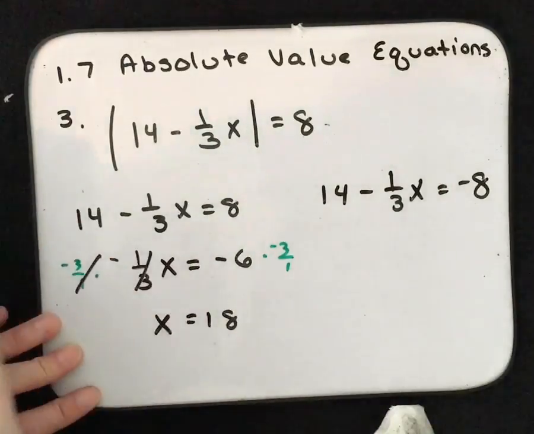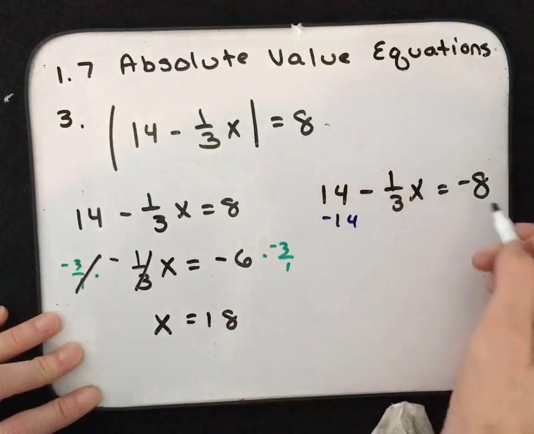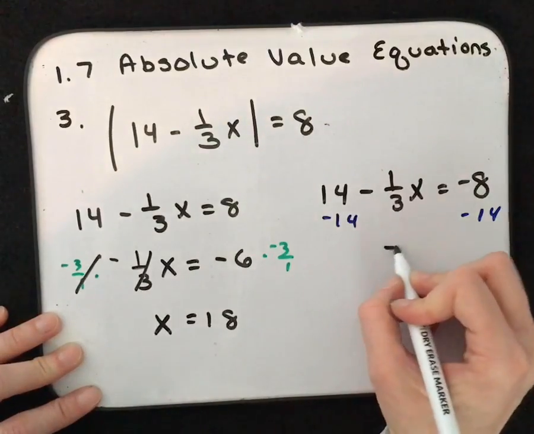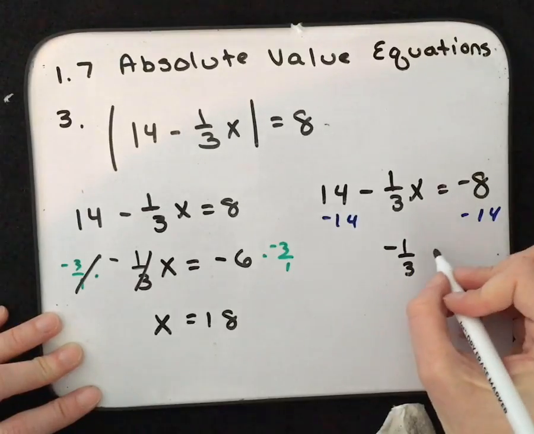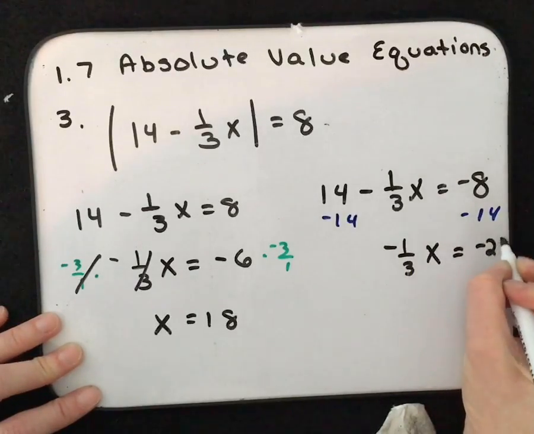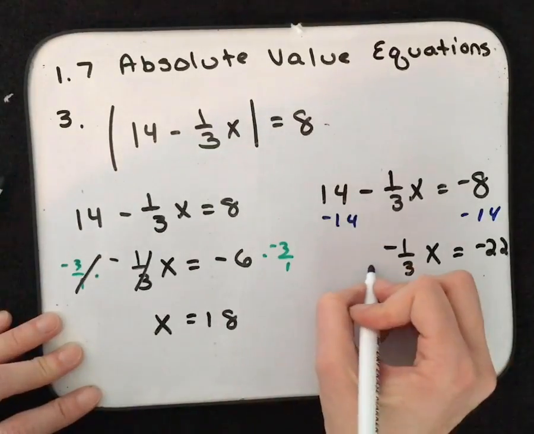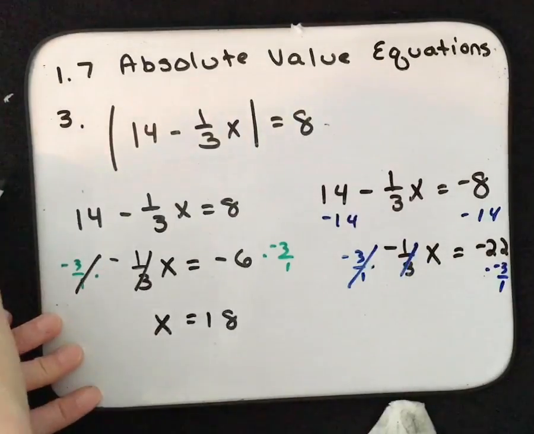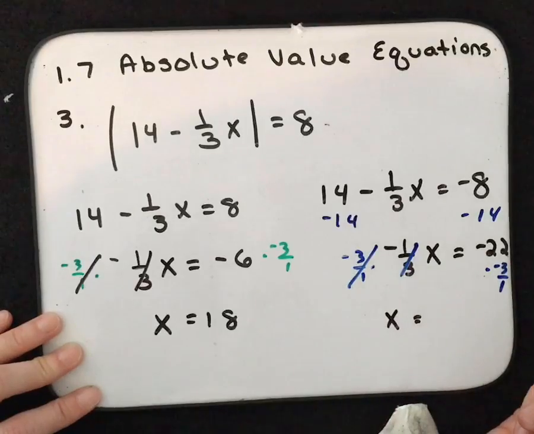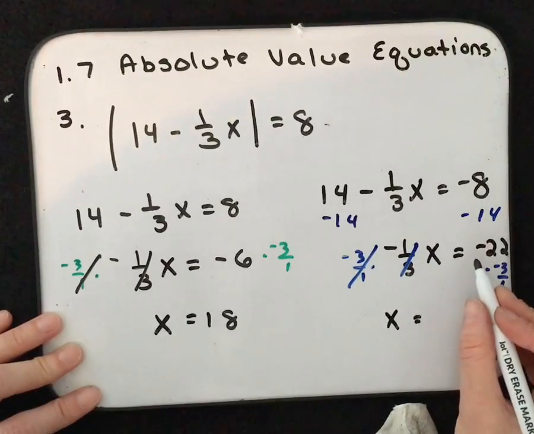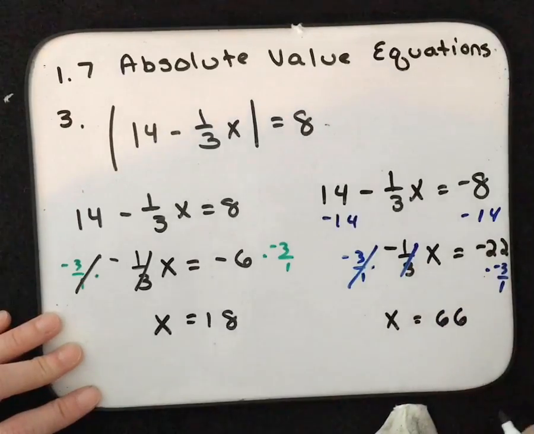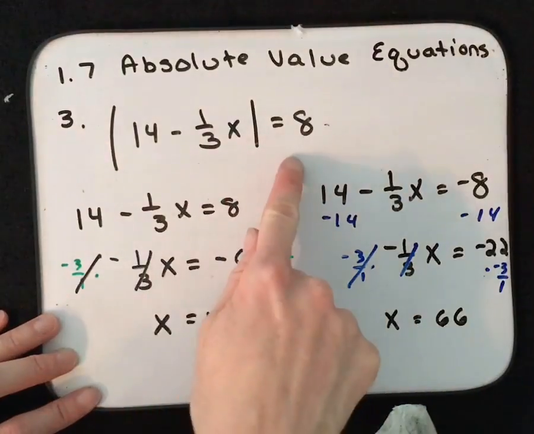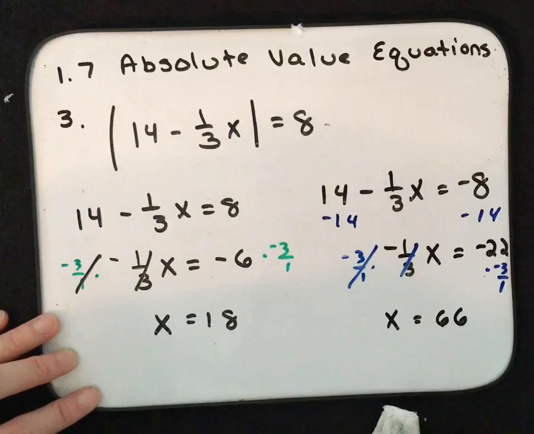Over here, same thing. I need to subtract the 14. If I subtract the 14 from both sides, I have negative 1/3 x equals negative 22. Then I need to multiply by negative 3 over 1. These will cancel. I'm left with positive x equals, a negative times a negative gives me positive 66. So if x is 18 or 66, it will satisfy our absolute value equation. Let's try again.